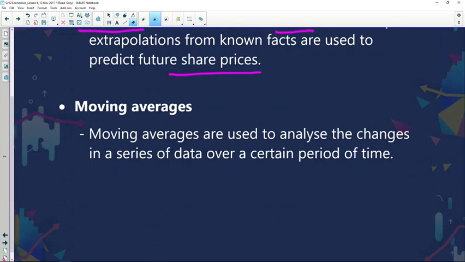And then we've got the moving averages. The moving averages are used to analyze the changes in a series of data over a certain period of time. It's important that we as people that study economics always analyze the information and the data that is made available to us. So how do we do that?